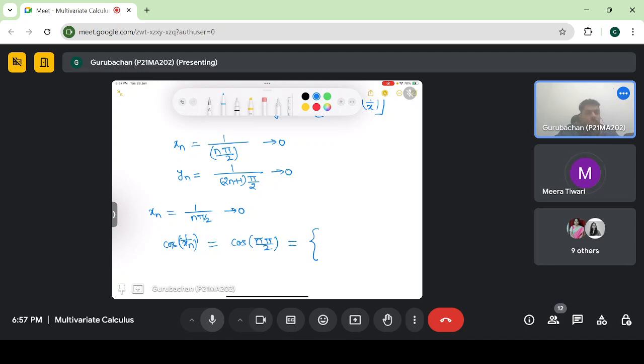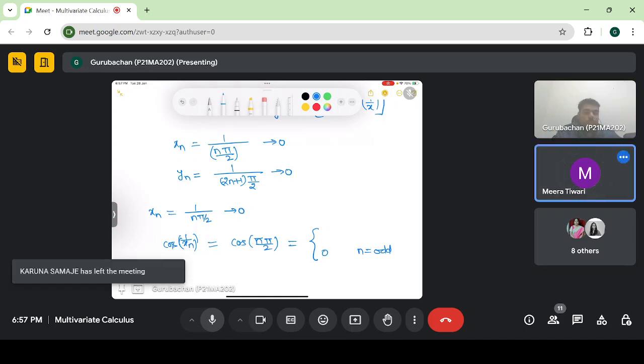What is the value of? When n is odd, this will be 0. Now you break the sentence. When n is odd, then it is 0. Okay, that means pi by 2, 3 pi by 2. So any odd multiple of pi by 2.